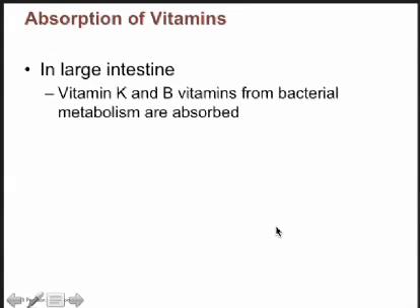In the large intestine, vitamins K and B are absorbed from bacterial metabolism. These are byproducts that the E. coli make as they break down the waste products that enter the colon, and they are then absorbed across the wall of the large intestine, where we use vitamin K, for instance, in blood clotting, and the B-complex vitamins are used in a wide variety of metabolic activities.